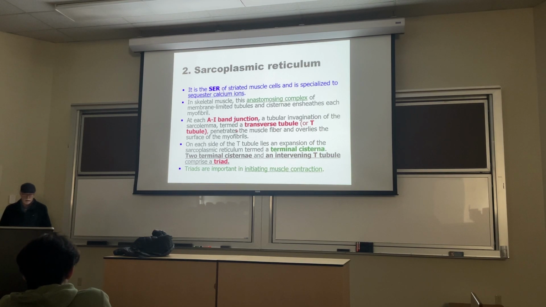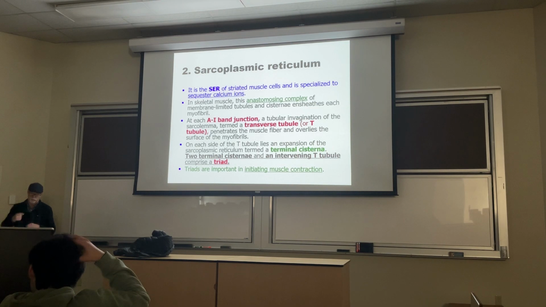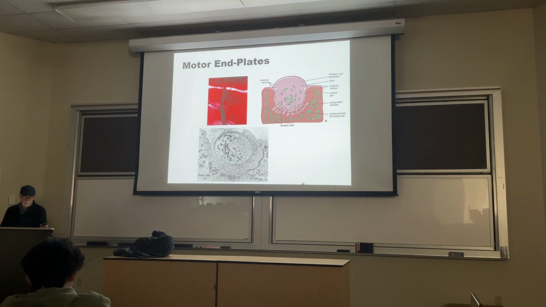It's called a triad because you have a lateral sac or terminal cisternae on each side of the transverse tubule. So you have a transverse tubule and a lateral sac here and a lateral sac there, so it's 3 parts, and that makes it a triad. In cardiac muscle, it's only a dyad. There's a transverse tubule and 1 terminal cisternae or lateral sac. So it looks a little different.